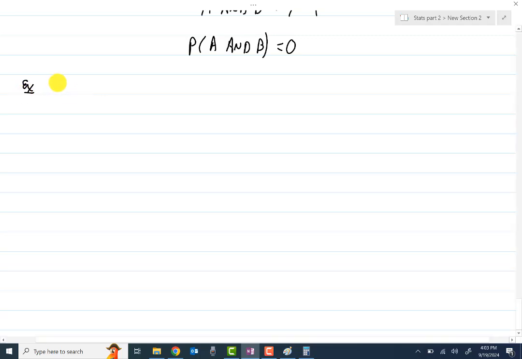As an example, let's flip 2 coins. So if you flip 2 coins, there are 2 outcomes for the first coin, and there's 2 outcomes for the second coin. That means there's a total of 4 outcomes. So my sample space looks like the following. I have heads, heads, heads, tails. So that'd be heads first, then tails. Or I could have tails first and then heads, and then finally tails, tails.